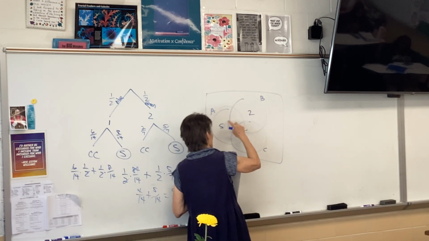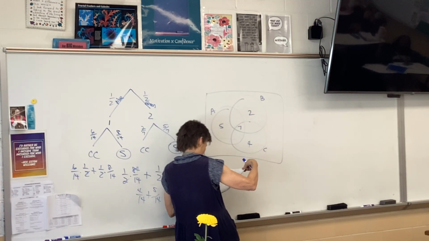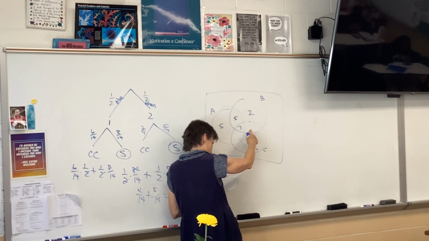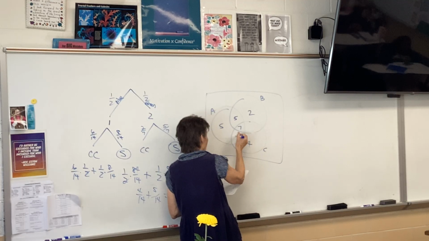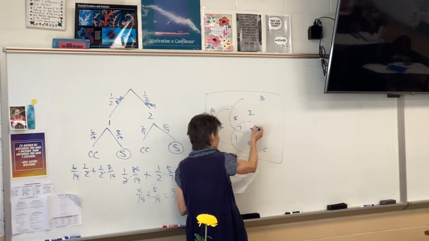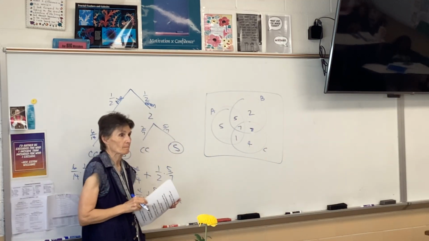So what was this here, the overlap of the A and the B? X, Y, Z. 5. That was 5? Yeah, okay, 5. And then this was 8, that was B and C. I had 1 here, and then this one was 8. Is that what yours looks like?